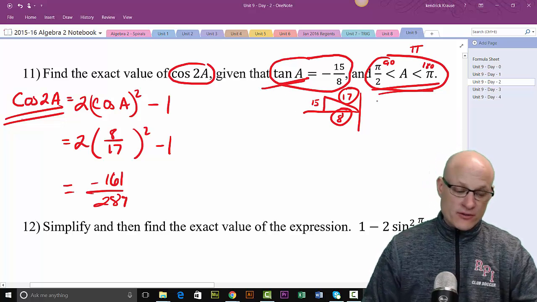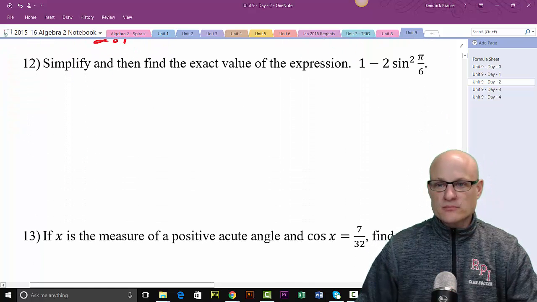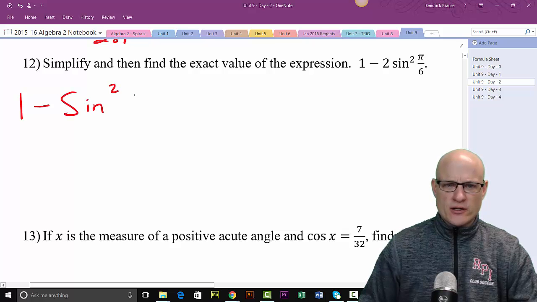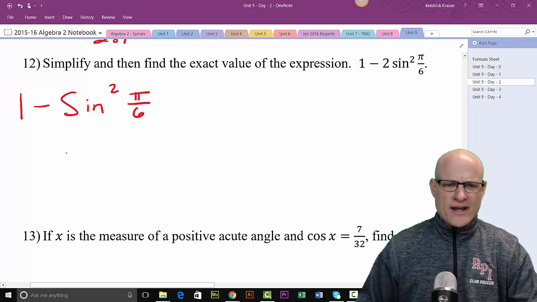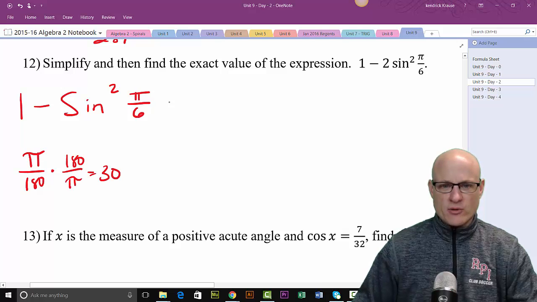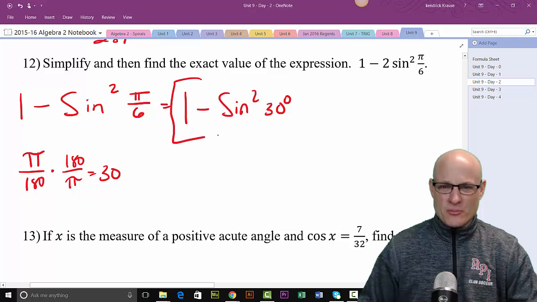All right, kids, number 12. 1 minus sine squared pi over 6. I don't know what pi over 6 is, so let me figure out what pi over 6 is by converting that to degrees, because maybe that'll make things a little bit easier. And I get 30 degrees. So really what this is, 1 minus sine squared of 30 degrees. It kind of looks familiar. It looks like something I've been using.